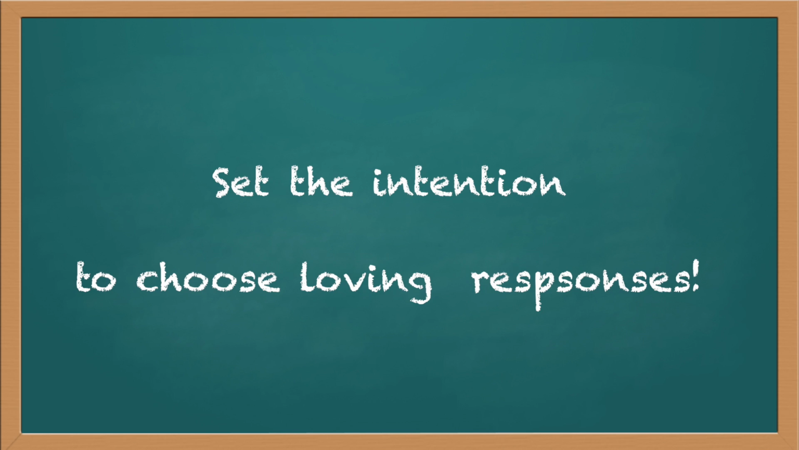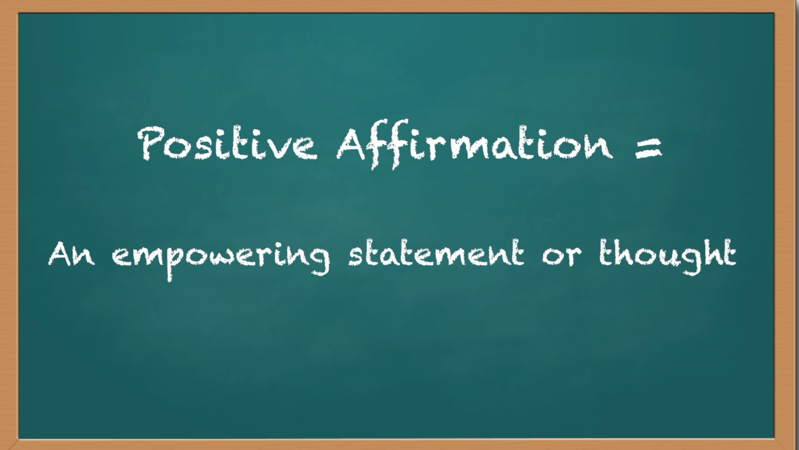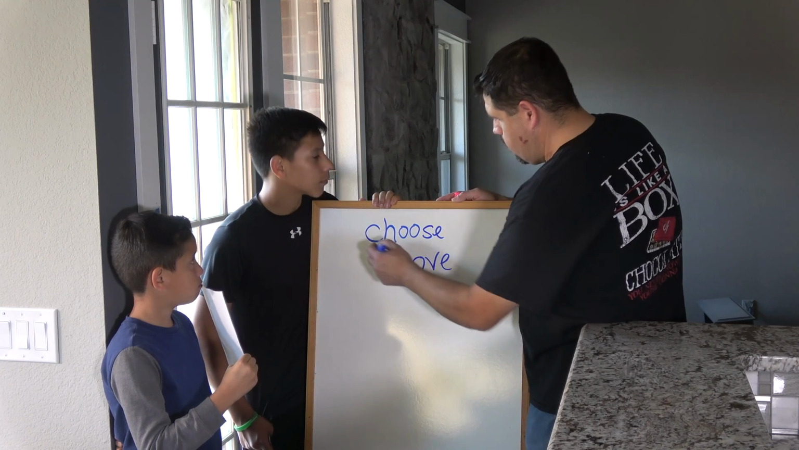So what we learned from the school example is that setting the intention changes your thoughts and behavior, and there's research to back that up. Now I'm going to talk about positive affirmations. This is another way to set an intention. A positive affirmation is an empowering statement or thought that you make to yourself or to someone else to overcome a challenge, an obstacle, or a doubt. They help you to create visuals and a belief in what you want to achieve. For instance, choosing love. These are very powerful.